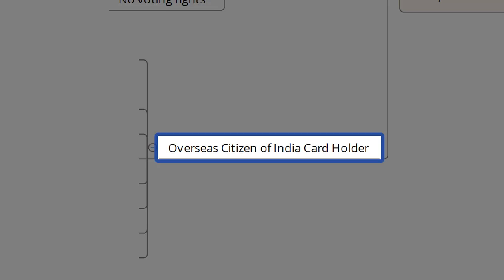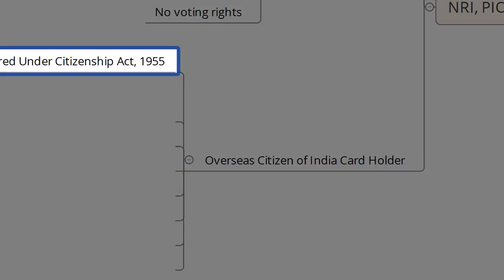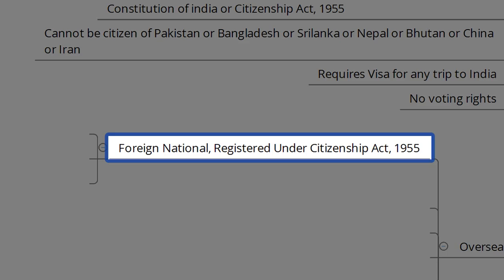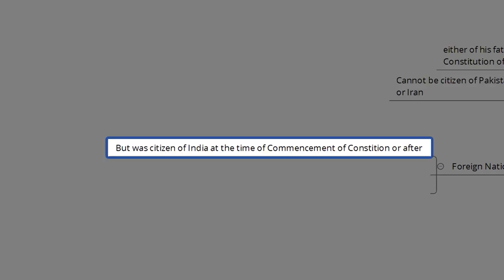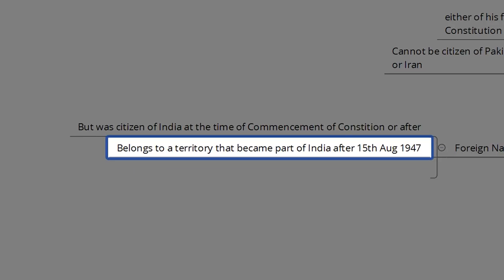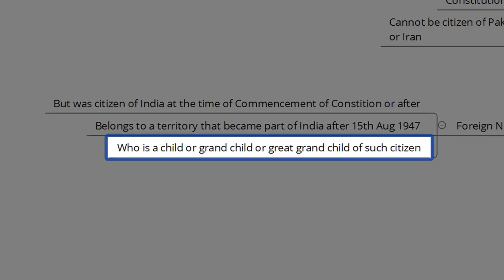And now let's see about the third category, that is the Overseas Citizen of India card holder. This can be a foreign national registered under the Citizenship Act 1955. So who are these foreign nationals? He was a citizen of India at the commencement of the Constitution or after, or he belongs to a territory that became part of India after 15th August 1947, and also he is a child, grandchild or great grandchild of such a citizen.